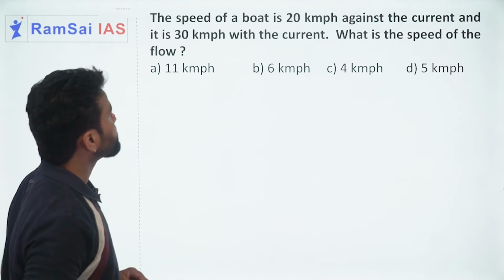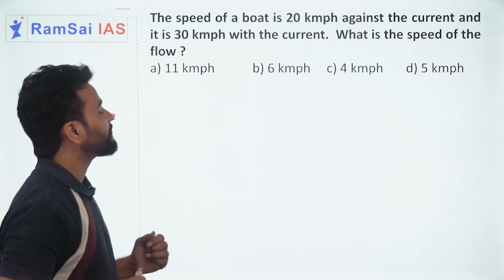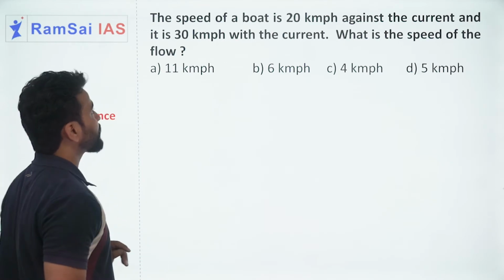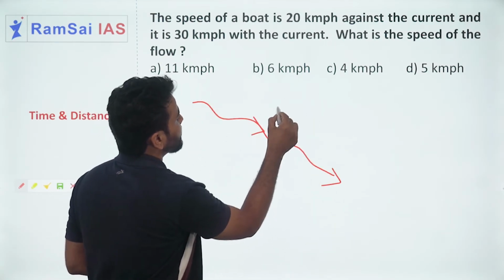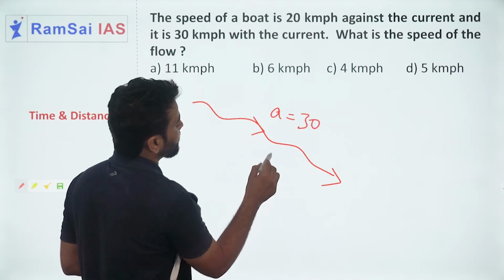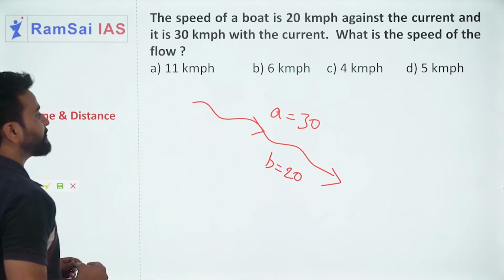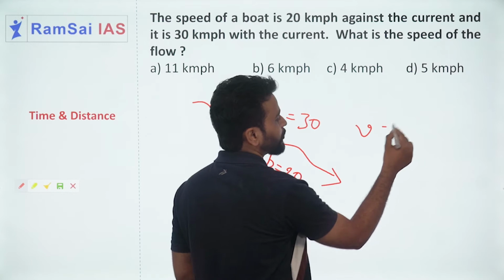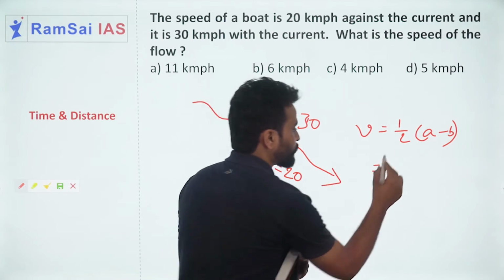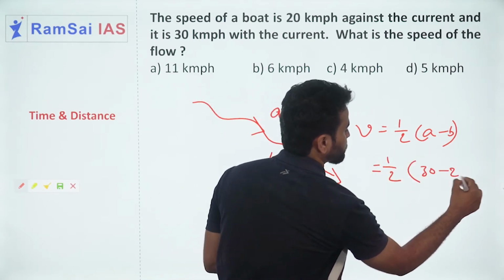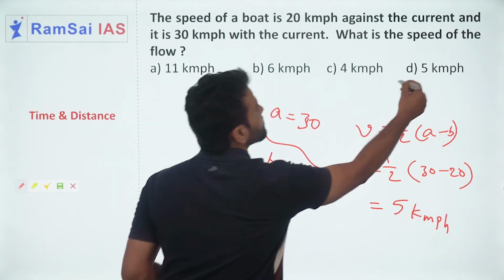The next one. The speed of boat is 20 km per hour against the current and it is 30 km per hour with the current. In the introduction, I already told you, with the current means it is downstream speed. With the current, A equal to 30 km per hour and B, against the current, is 20 km per hour. And we need to find out the speed of the flow. Water speed is dash. V equal to half of A minus B. A minus B is 10. 10 by 2, V will be 5. So, 5 km per hour will be the answer.